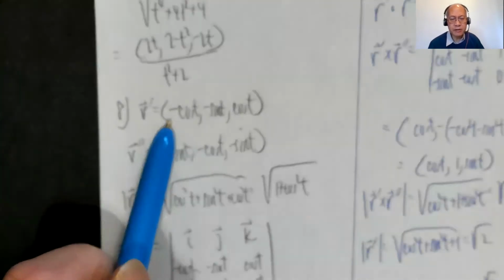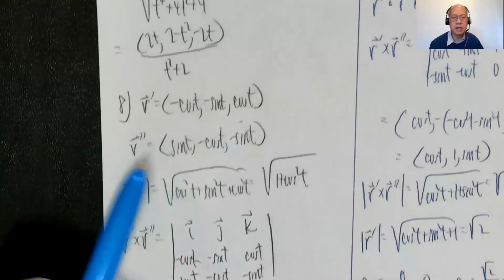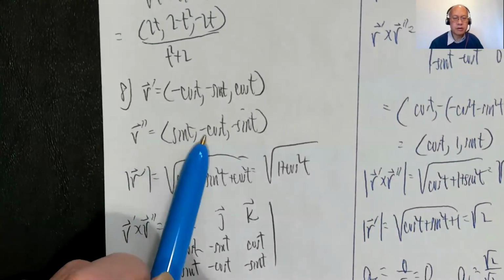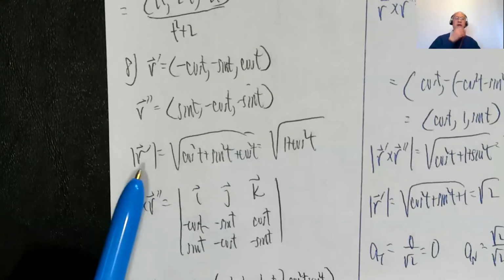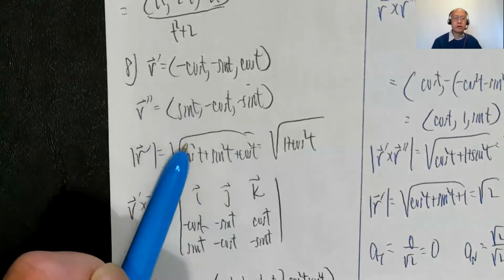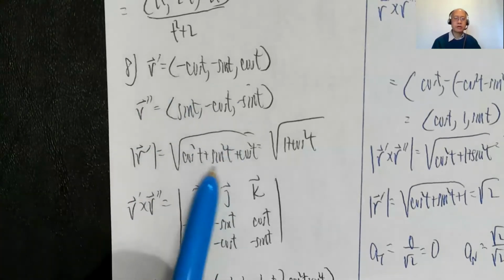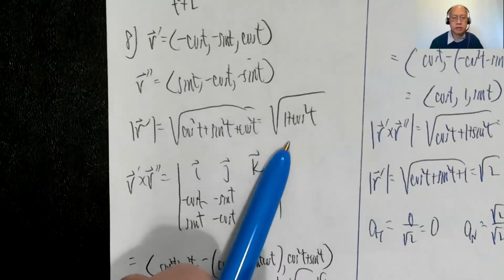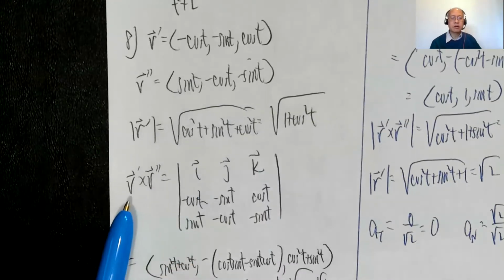Number 8, r prime is negative cosine, negative sine, cosine. r double prime is sine, negative cosine, negative sine. I will need the magnitude of r prime. So it's the square root of cosine squared plus sine squared plus cosine squared, which is the square root of 1 plus cosine squared t. I also need the cross product.